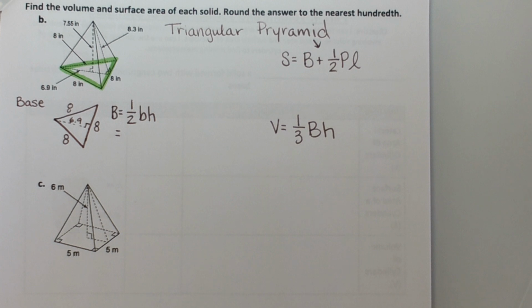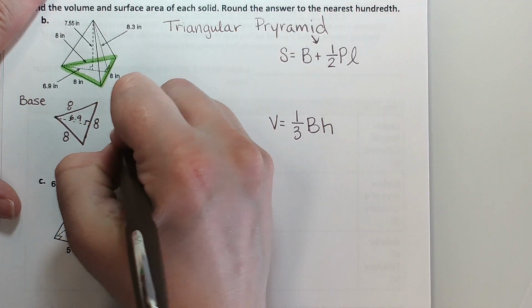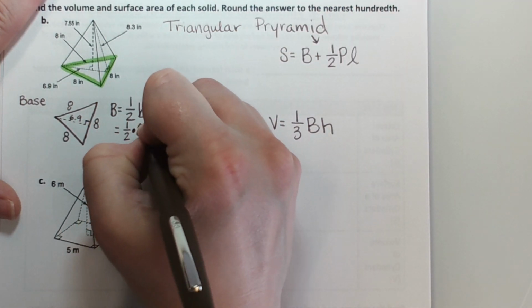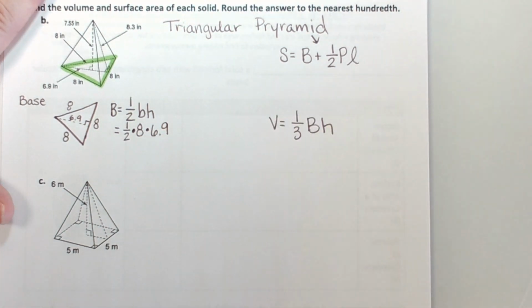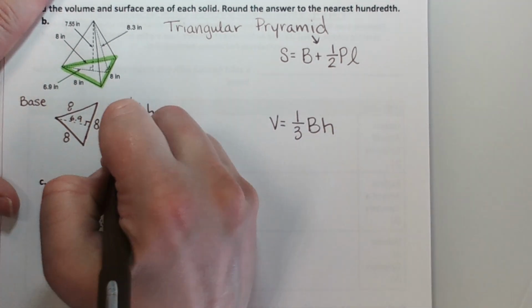Haley, what are the base and the height of this triangle? Yes. Base is 8, height is 6.9. Specifically, this is the base of the triangle, this is the height of the triangle. So 1/2 times 8 times 6.9. 28 point something? Dang, 27.6.